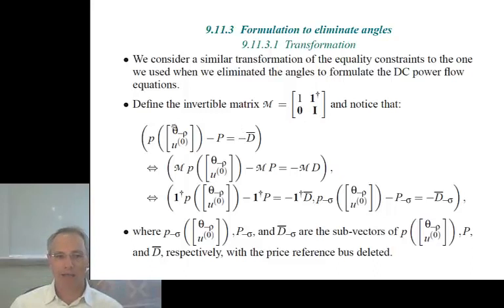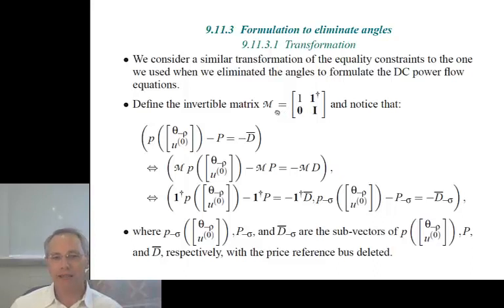So we're going to take the power balance equations, which in general apply to all of the buses in the system, including the price reference bus. By the way, I'll assume that the first bus in my vector is the price reference bus. I'm going to pre-multiply each of the terms on the left by M. That doesn't change the equations. But when I multiply M into P, I get 1 transpose P, where now 1 consists of this 1 together with the shorter vector 1 transposed. Similarly, minus P equals minus 1 transpose D over line. That's the effect of the first row of M.